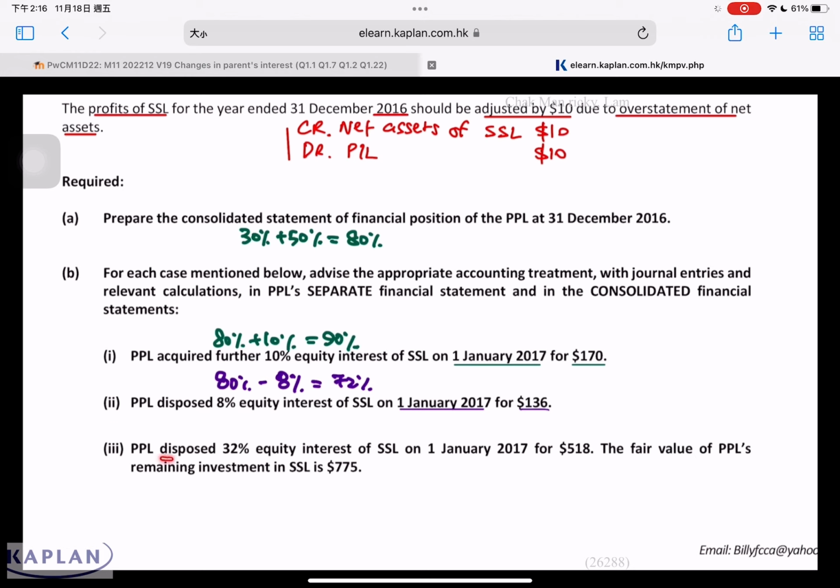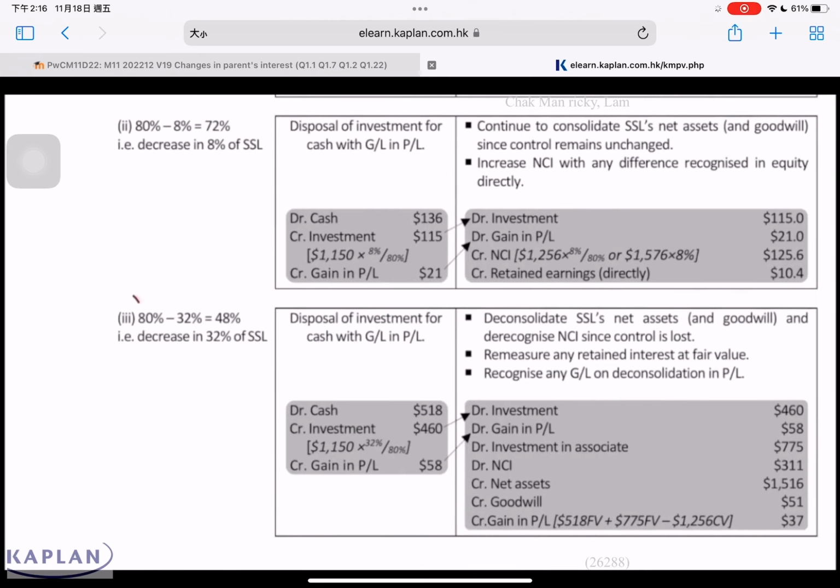B3. PPL disposed 32% for 518. They sold the 32% for 518, and the remaining 48% has a fair value of 775. Whether it's case 2 or case 3, the treatment will be the same in the separate financial statement. Whether the parent is selling 8% or 32%, the parent is selling investment, and we calculate the gain or loss recognized in P&L. At the group level, now it's different. Can you refer to your answer here yourself?